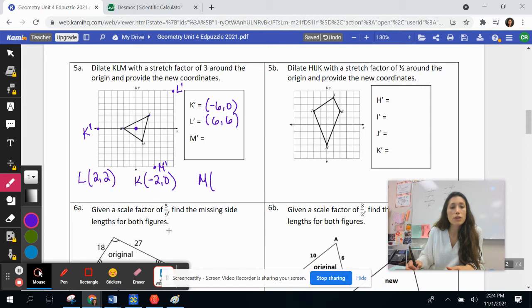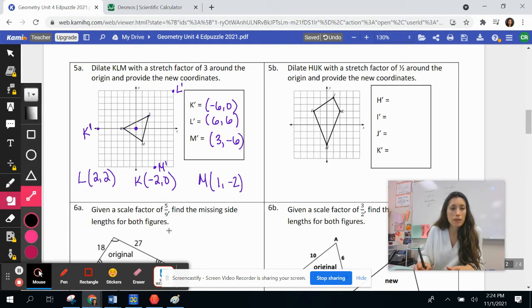And if we wrote down the original M, it was at 1, negative 2. And so if I multiply that by 3, this would be 3, negative 6, which is where we are here, 3, negative 6. And now all you need to do is go ahead and connect them. And we have our new shape that is triple the size of the original.